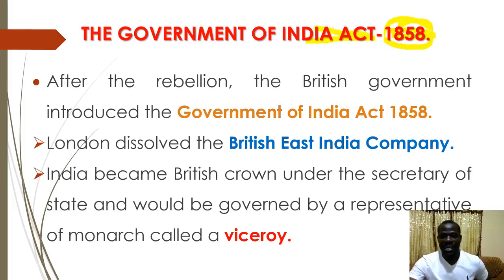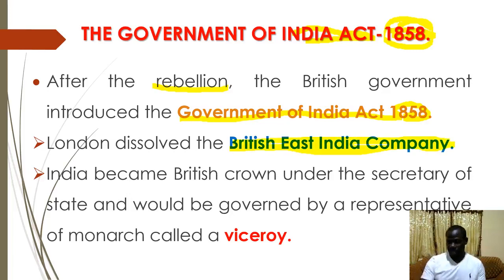When we say an act, it is like a bill of parliament, whereby the parliament passes that bill. So after the Sepoy rebellion, the British introduced the Government of India Act in 1858. So they dissolved the British East India Company, because remember, the whole thing started with the British East India Company. The reason was, if you can remember, they wanted to have a peaceful India under the control of the company, so that the company maximizes the profits. So India became a British crown under the Secretary of State, and would be governed by a representative of the monarch called the Viceroy.